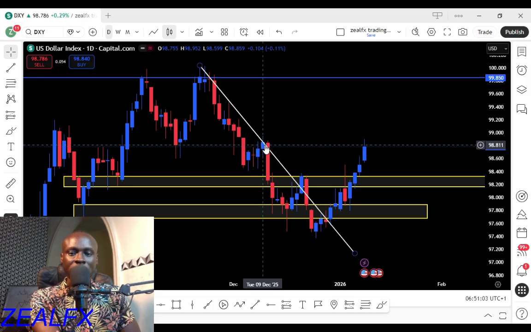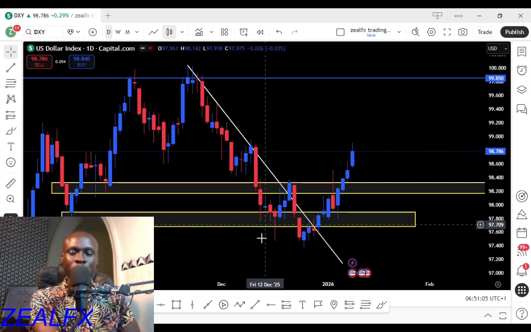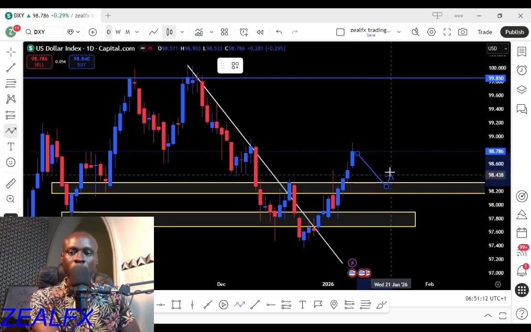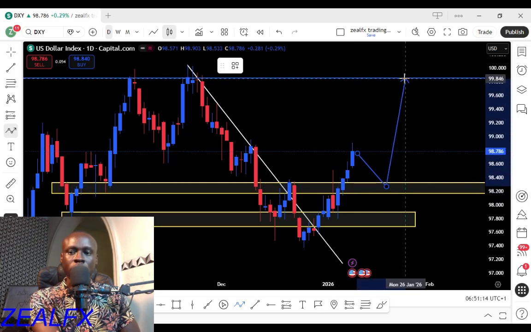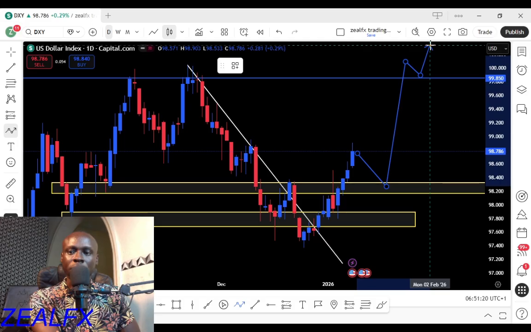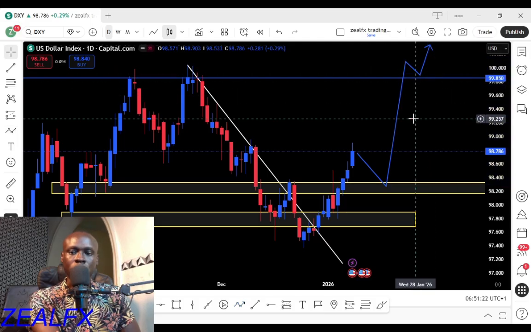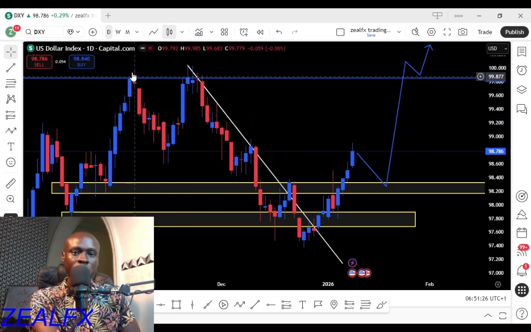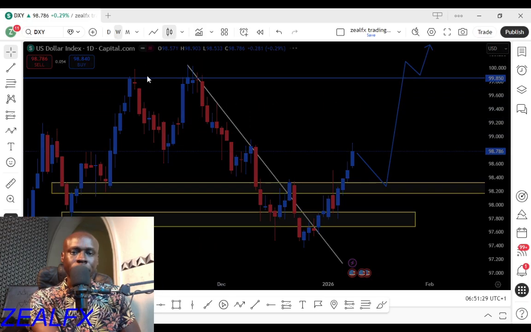We have a resistance at this area, so we expect price to do a retest back to this level, before we start looking for our possible buying opportunity for the DSY to this next daily and weekly resistance level. A break of this resistance level might trigger more fresh buying for the DSY to the top. So let's confirm this move from the weekly chart.